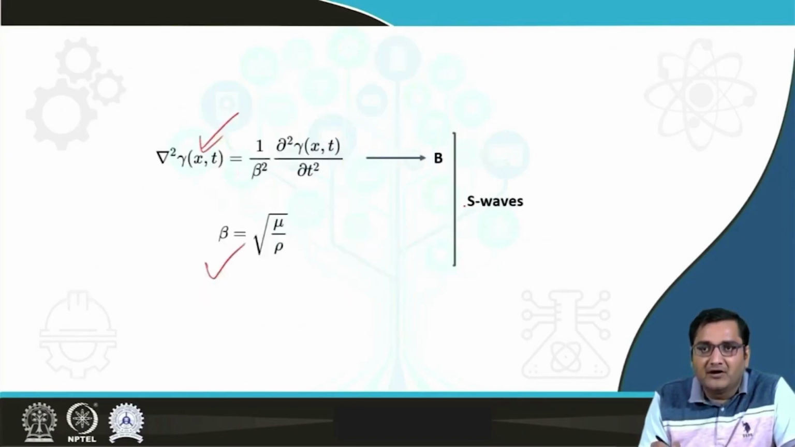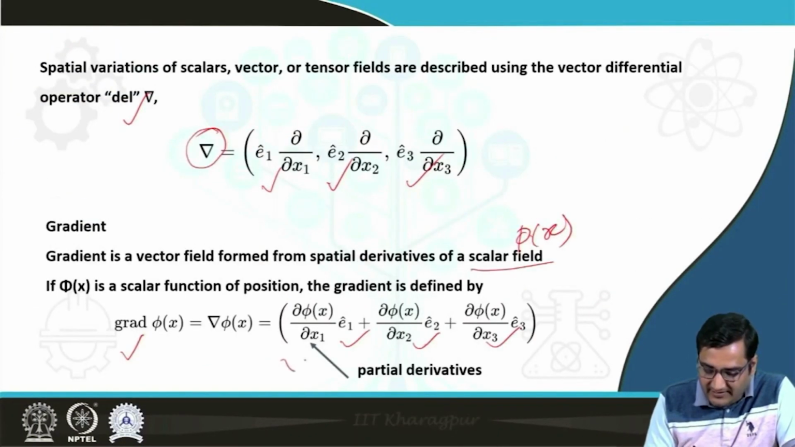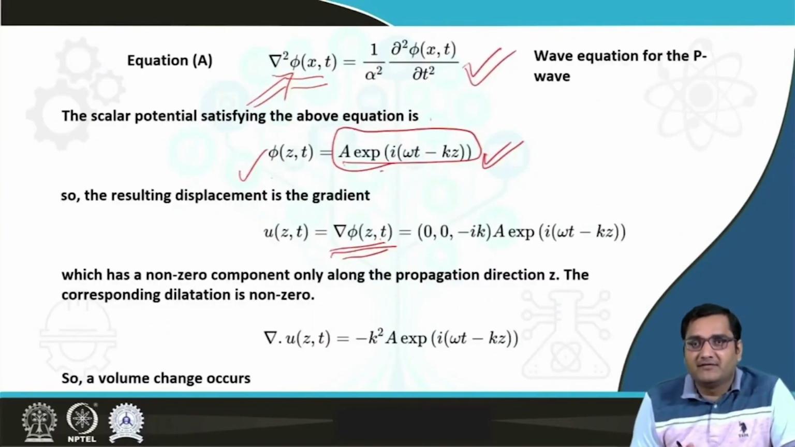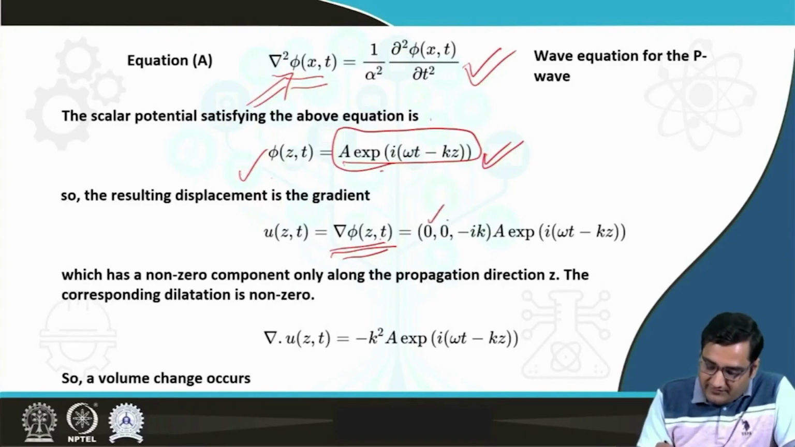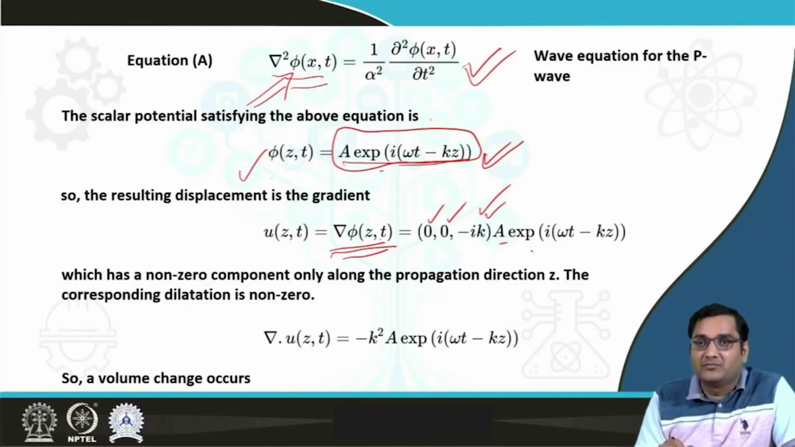If you remember how we took the gradient, this is the gradient: del phi by del x1, del phi by del x2, del phi by del x3. Since the wave is traveling in the z direction, the first two terms become 0 and only the last term remains, with minus i k. When you solve it, you finally get A exponential i(omega t minus kz). The displacement of the particle is along the direction of propagation of the wave.